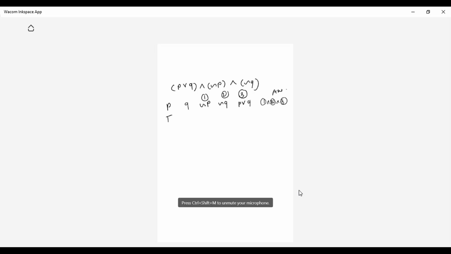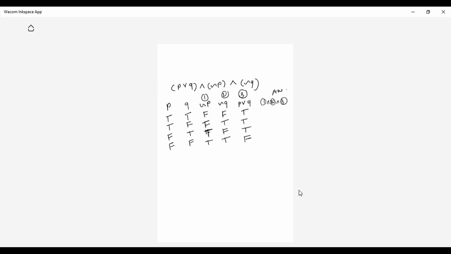To solve it: P is true, true, false, false. Q is true, false, true, false. Negation P would be false, false, true, true. Negation Q would be false, true, false, true. P or Q would be true, true, true, false.